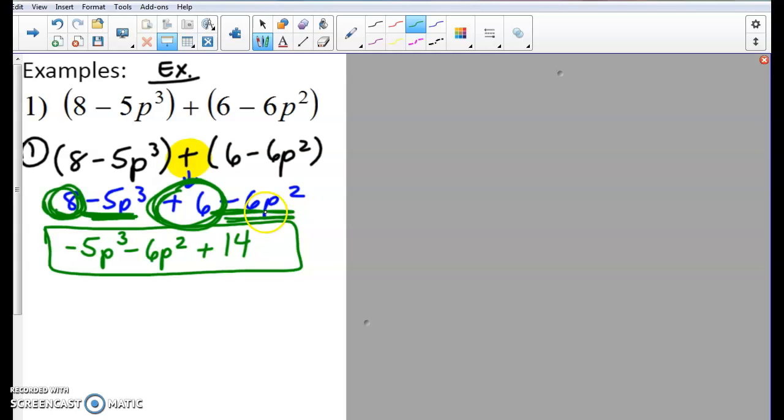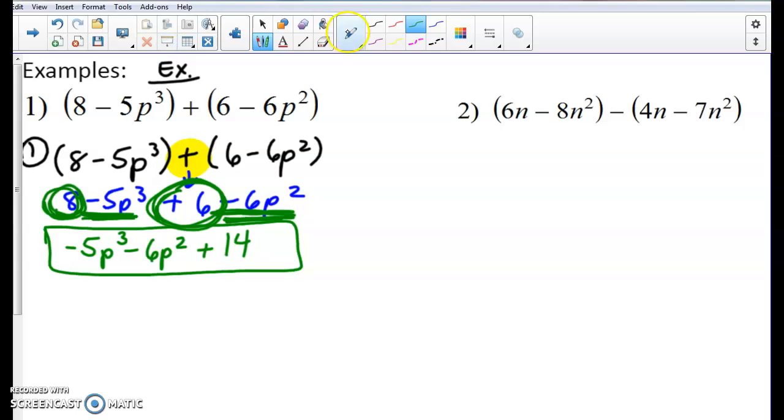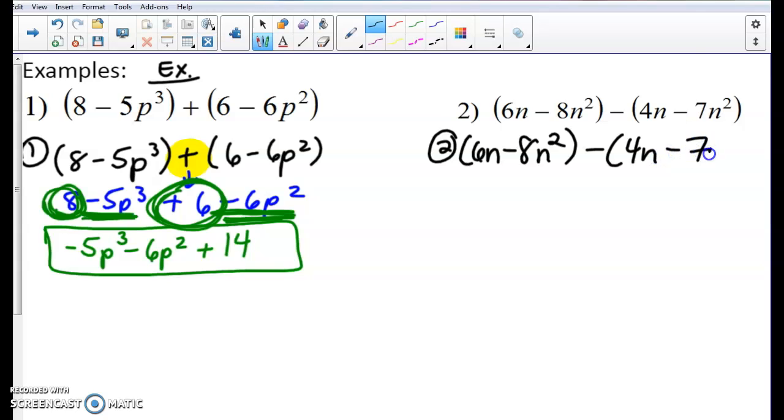If you notice, the first term I look at, I underline once, the second term I underline twice, the last terms I look at, I circle. So that's a little bit of organization for me so I don't lose any terms. So find a way that works best for you. Example 2, we have 6n minus 8n squared minus 4n minus 7n squared.